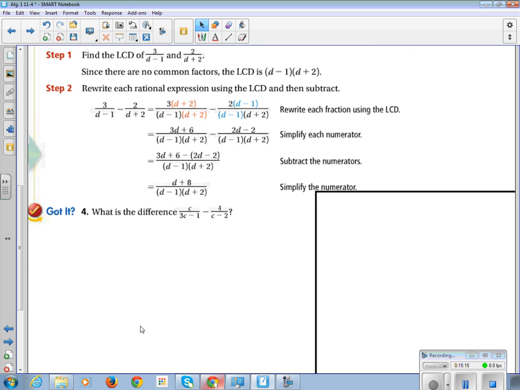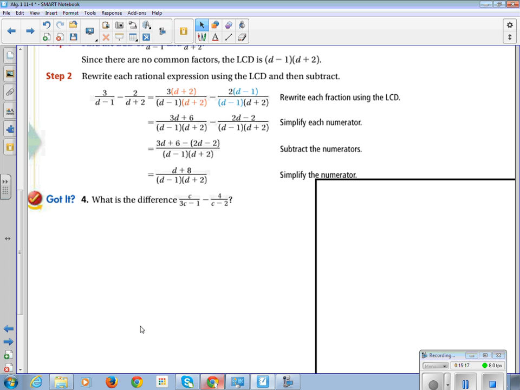All right, so let's do that with this problem here. Go ahead and write this in your notes. c over 3c minus 1 minus 4 over c minus 2.